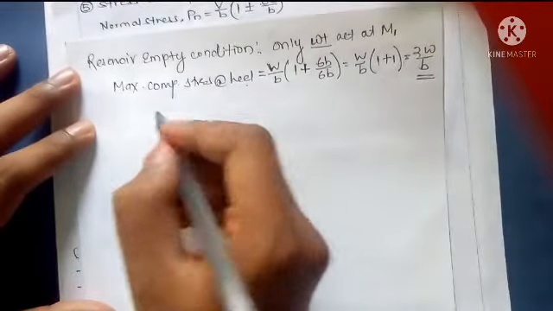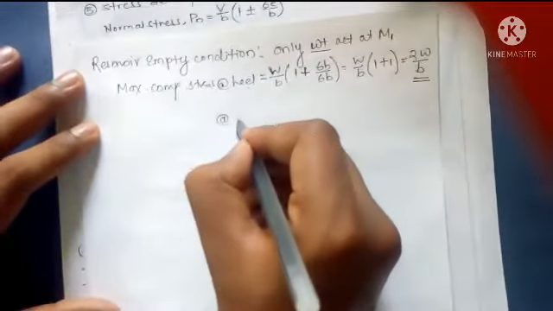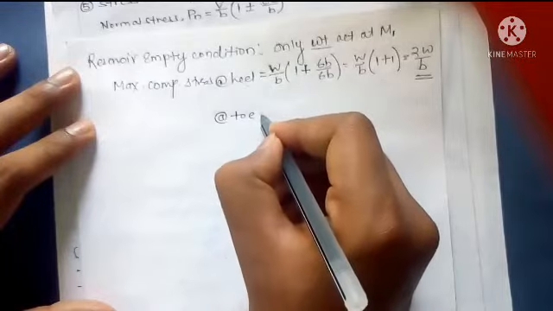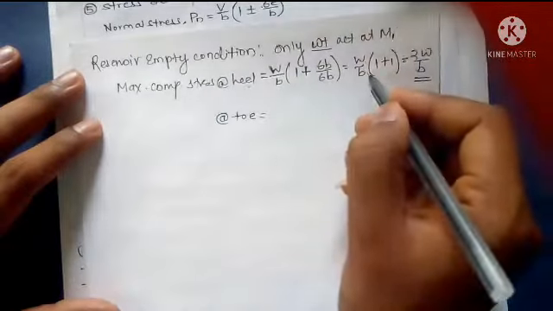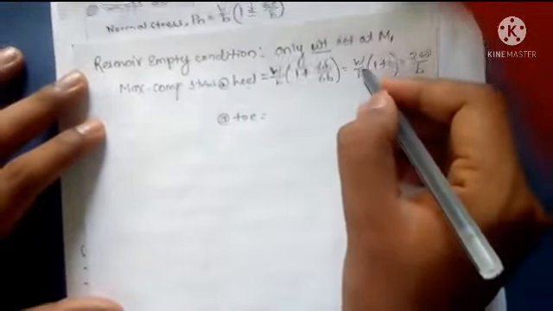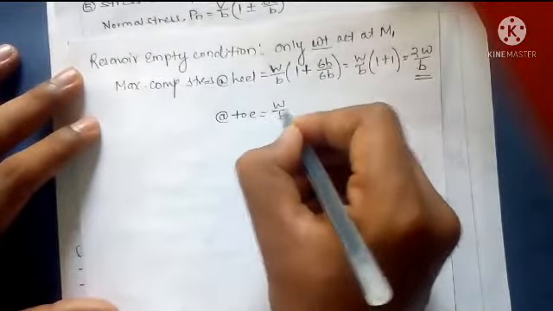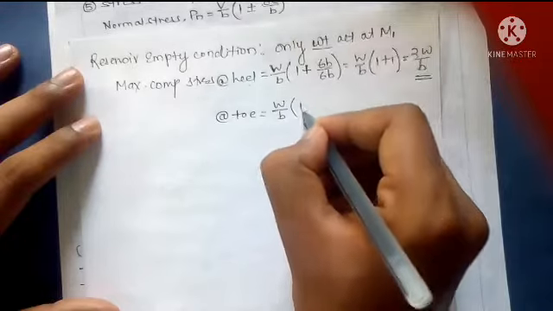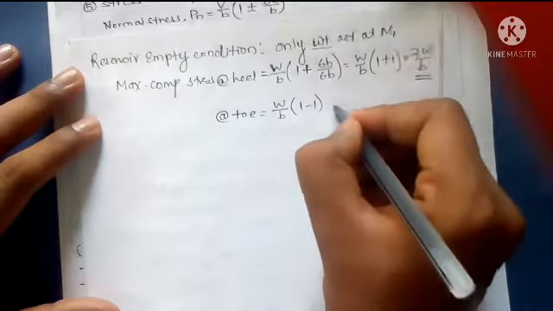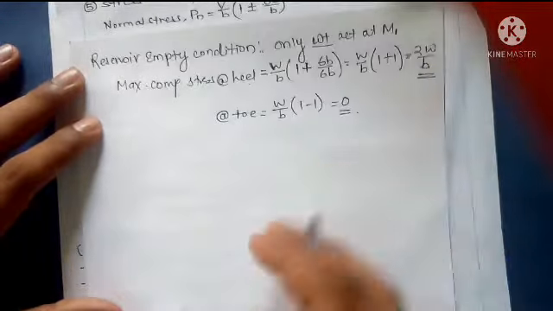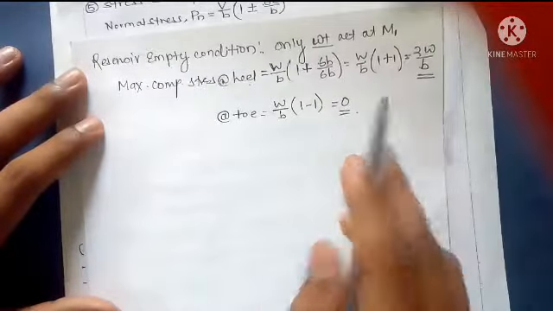So next, the maximum compressive stress at the toe. We only put here negative. So W upon B, 1 minus 1, so 0, is equal to 0. So the maximum compressive stress at the toe is equal to 0.